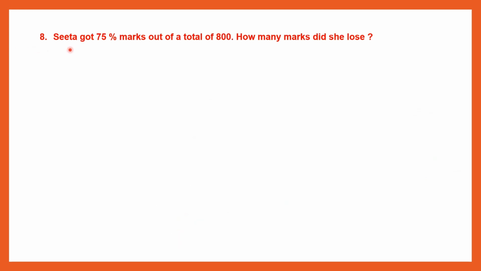Question 8. Sita got 75% marks out of a total of 800 marks. So that means she didn't get fully, isn't it? So she's lost some marks. So the question is, how many marks did she lose? Okay, so let's write what's given to us. So we know the total marks is 800 and we know that the marks that she got is 75% of the total. And the total is 800.